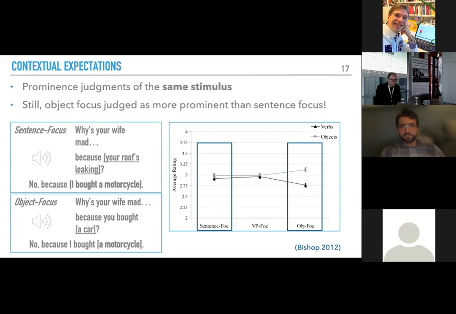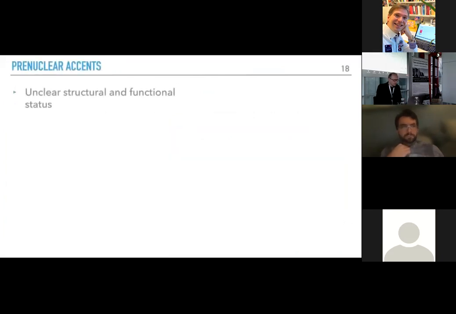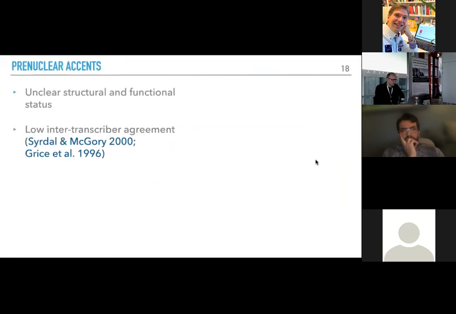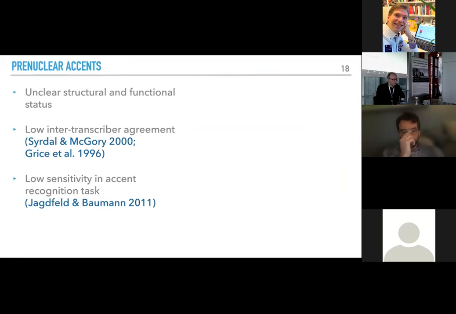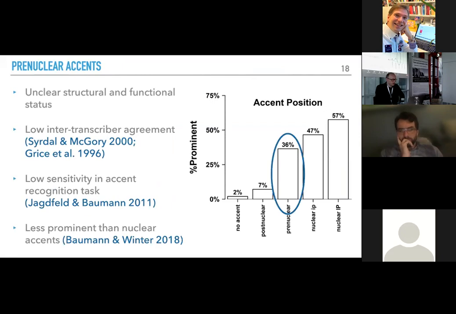So let's now have a closer look at prenuclear accents. Since their structural and functional status is less clear, it's an interesting question, I think. In fact, it has been shown that they yield a lower intertranscriber agreement than nuclear accents, and that listeners are not very sensitive to prenuclear accents, which may surface as longer reaction times in accent recognition tasks. And consequently, prenuclear accents were also judged as prominent to a much lower extent than nuclear accents.